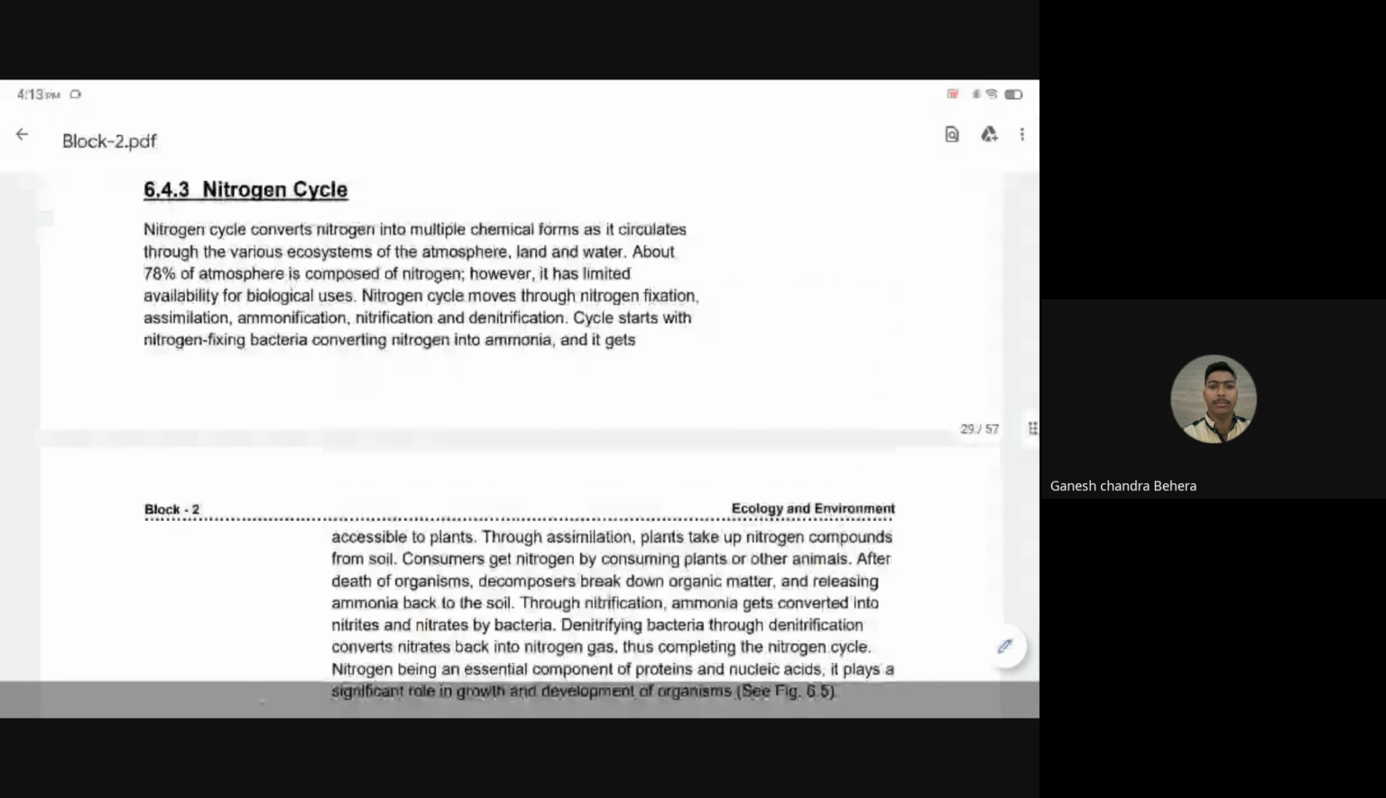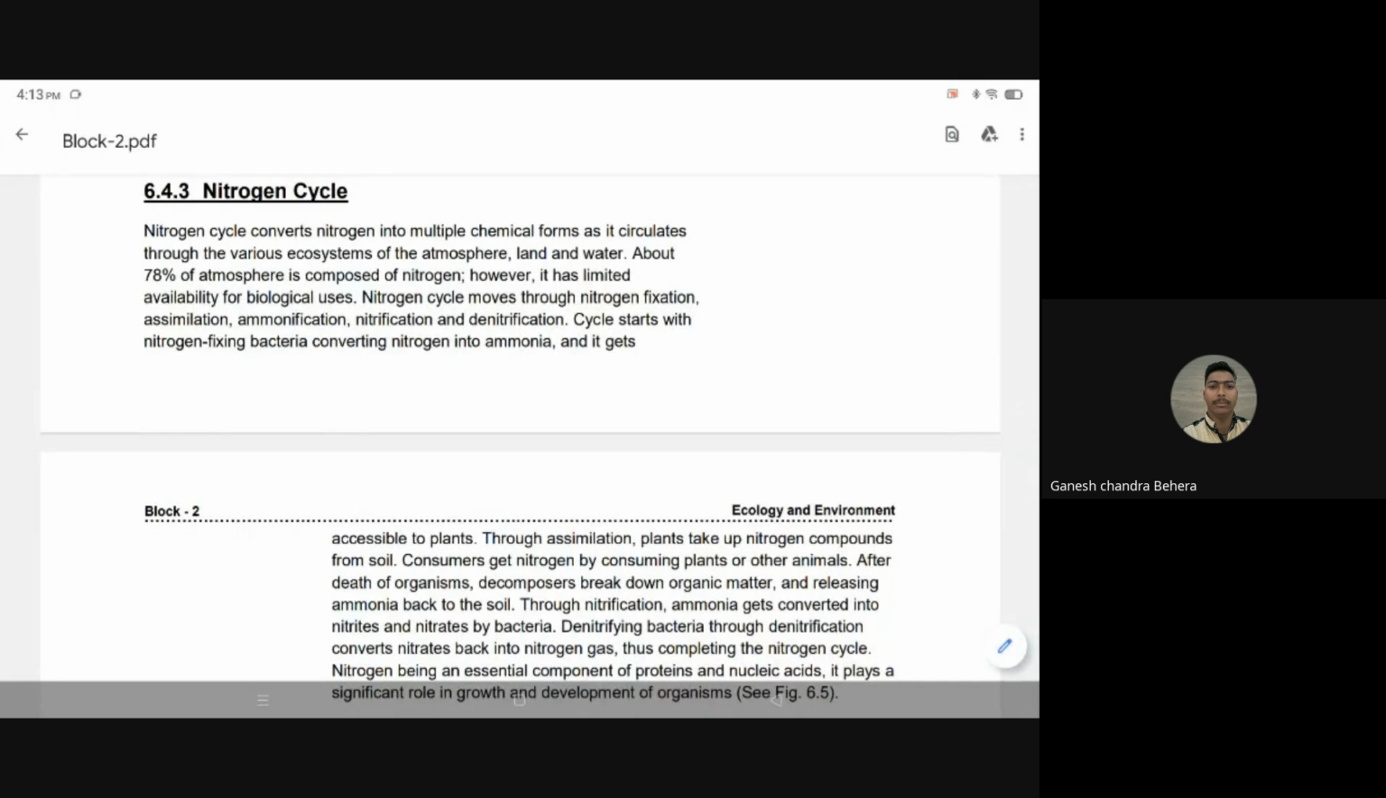You need to understand that the nitrogen is basically taken from the atmosphere through, let's say, lightning. Take the example of lightning. Within lightning, what happens? The nitrogen is fixed into the soil, and there are other processes like nitrogen fixation. There are different types of nitrogen fixing bacteria.